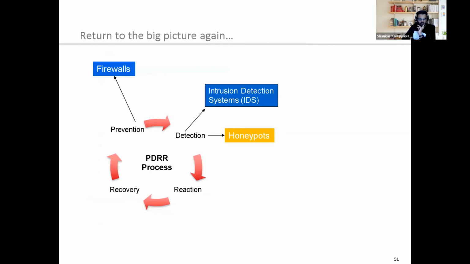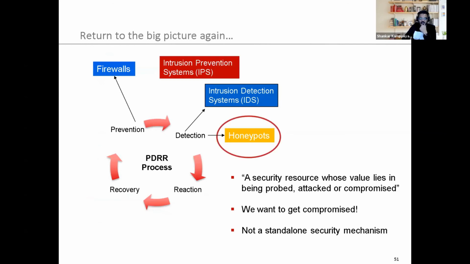Okay, now going back to the big picture again, the other aspect that we haven't covered would be honeypots, which is necessary for us to understand the next lecture as well. The definition of a honeypot is a security resource whose whole value lies in its ability to portray itself to be probed, attacked and compromised. This is one device that we want to set up in our network so that someone actually attacks it. We want it to get compromised, and this is not a standalone security mechanism.